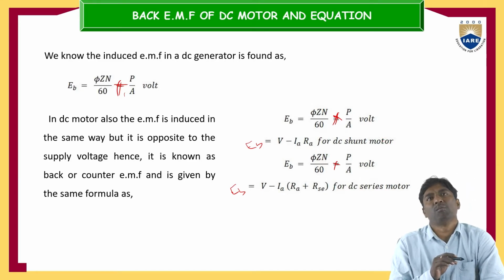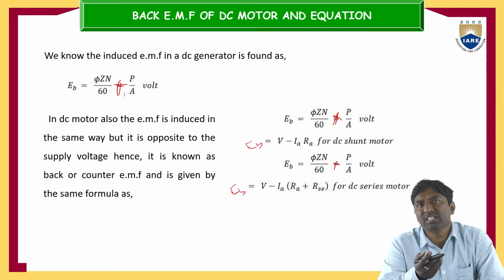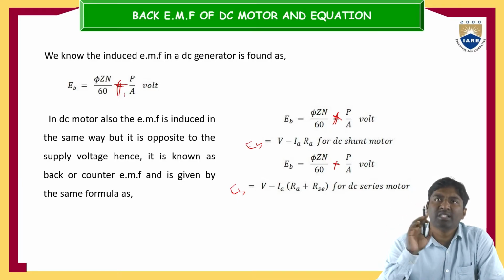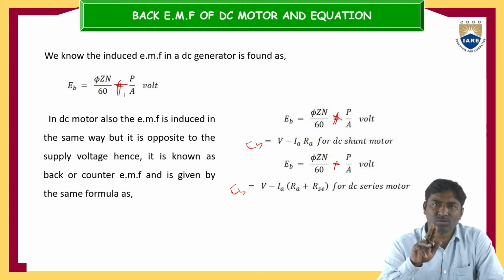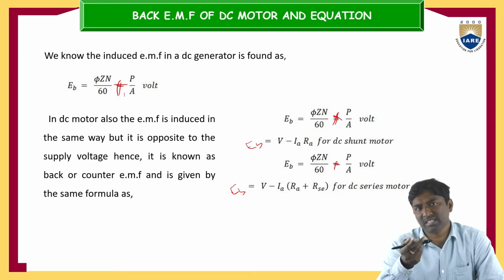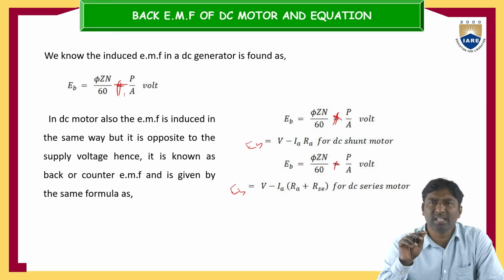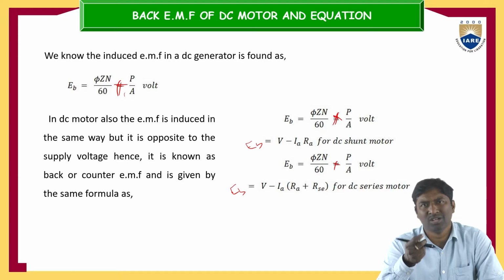classification of the motors. This classification is similar to the DC generator classification. What is the DC generator classification? We have two types: self-excited DC generator and separately excited DC generator. Similarly, in case of the DC motor also, we have two types. Now we'll discuss the self-excited type. In case of the self-excited DC motor, there are three types: DC shunt motor, DC series motor and DC compound motor.